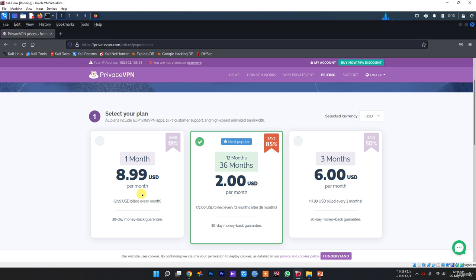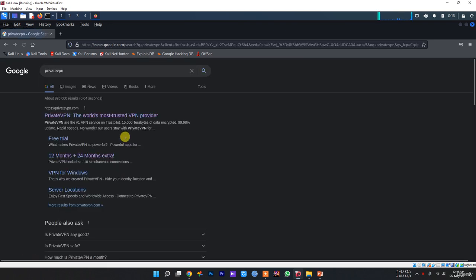And another thing, let's talk about the cons. Not independently audited. It is slower, as you can realize at $9 it will not give you the same fast experience like Express or NordVPN, and it has fewer servers than ExpressVPN. And the last one is Viper VPN.